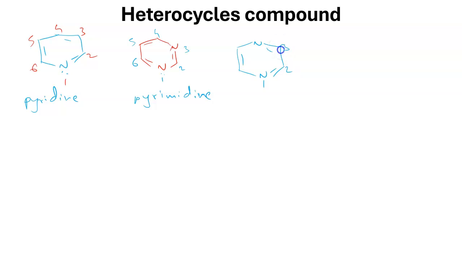So the numbering is 1, 2, 3, 4, 5, 6, and the name of this compound is pyrazine. As you can remember, zol was for a 5-member ring containing nitrogen, and zin is for a 6-member ring containing nitrogen. Pyra means nitrogen, and zin is again nitrogen, but for a 6-member ring.